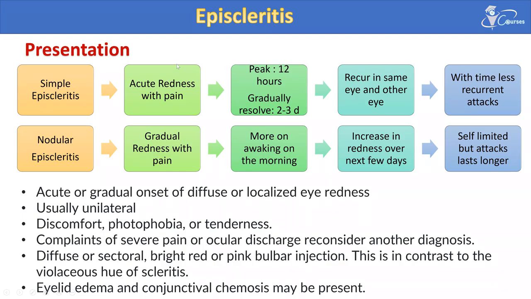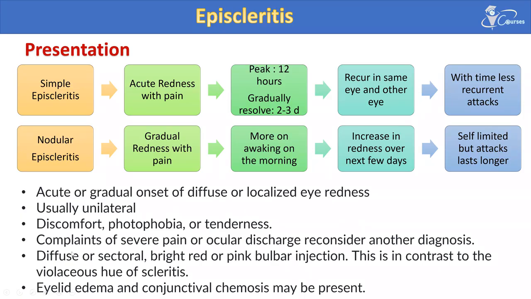Okay, so those patients will present with acute or gradual onset of diffuse or localized eye redness, depending on the type. It is usually unilateral. Bilaterality can be a sign of an underlying systemic condition. There may be discomfort, photophobia, or tenderness. If the patient is complaining of severe pain or ocular discharge, then you should consider another diagnosis. Severe pain can be in scleritis rather than episcleritis. Ocular discharge can be conjunctivitis rather than episcleritis.